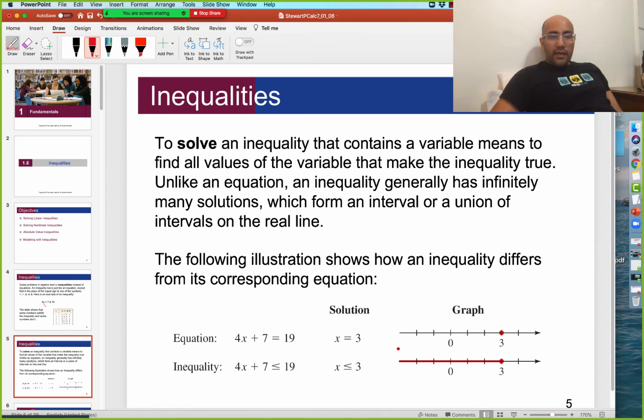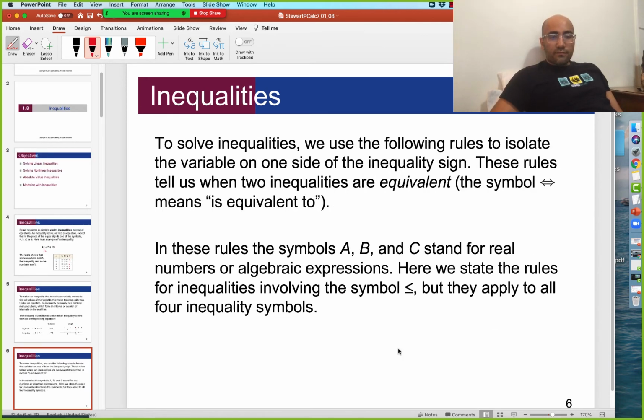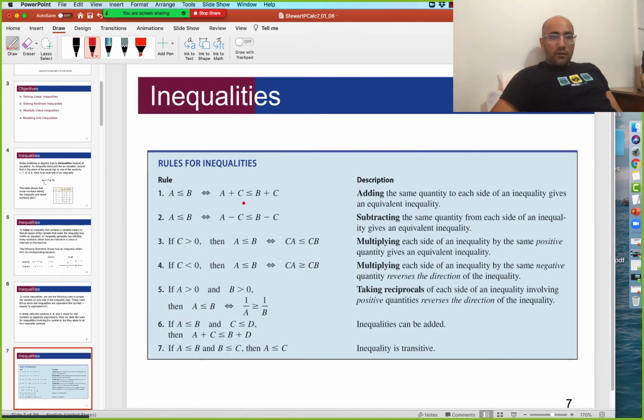So the only thing we really have to do is examine the properties of inequalities that are a little bit different than for equations. So let's look at these. Here are the properties we have to be careful of. If we have this inequality, a is less than or equal to b, it's equivalent to this. That's what this double arrow is saying. So this first rule is saying that we can always add a value to both sides of the inequality and maintain the same direction of the inequality.